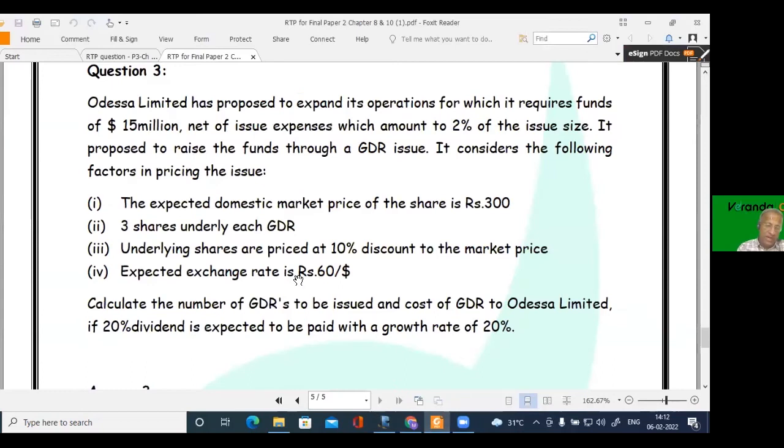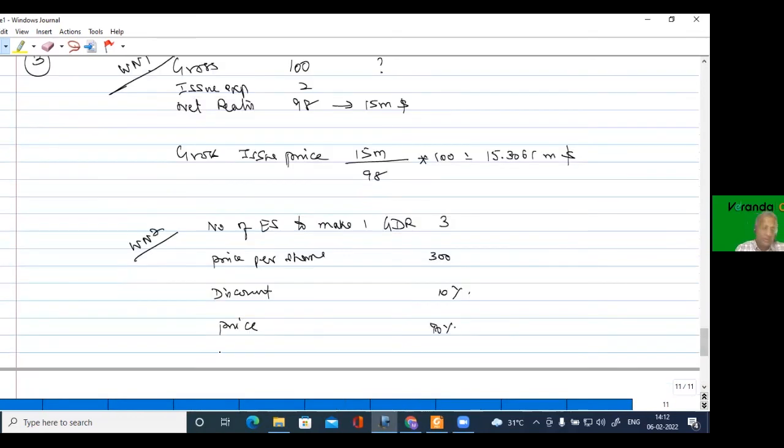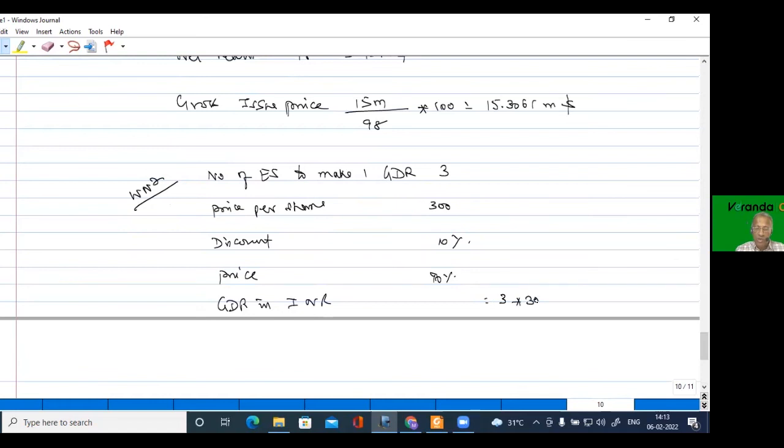we have a very clear mandate there saying that underlying shares are priced at 10% discount. So discount rate 10%, then price will be 90%. Therefore, GDR in INR. Of course, it will not be INR, but firstly we will find out INR, and then we will be finding out in terms of dollars. We have to add in the 90%. No need to use a calculator. 3 into 300, 900. 900 into 90% is 810. This is what we understand.